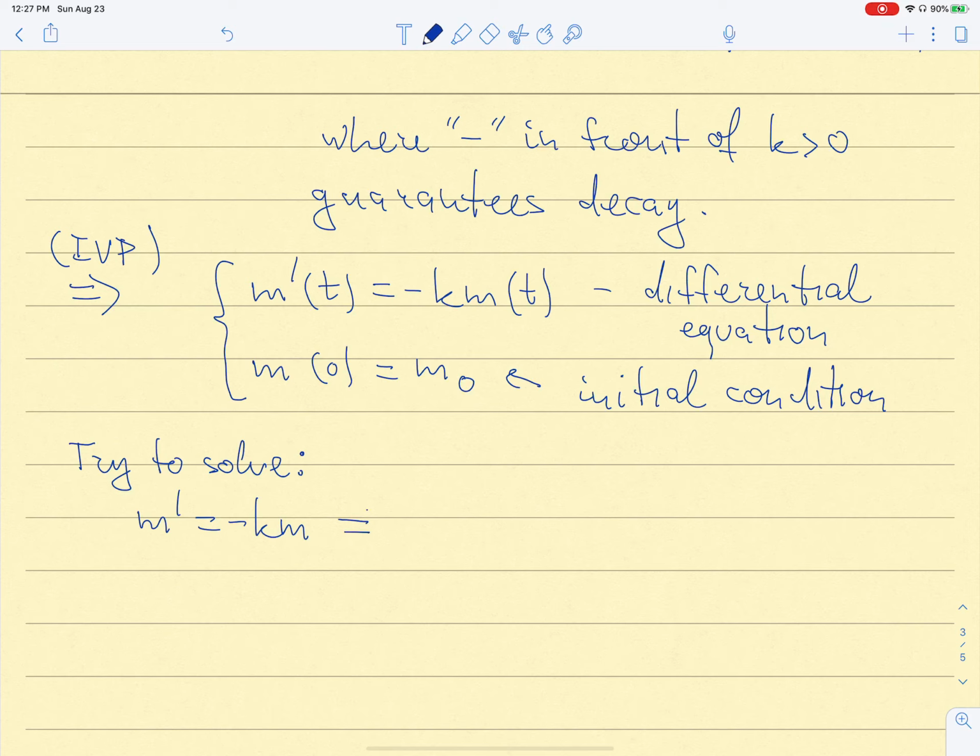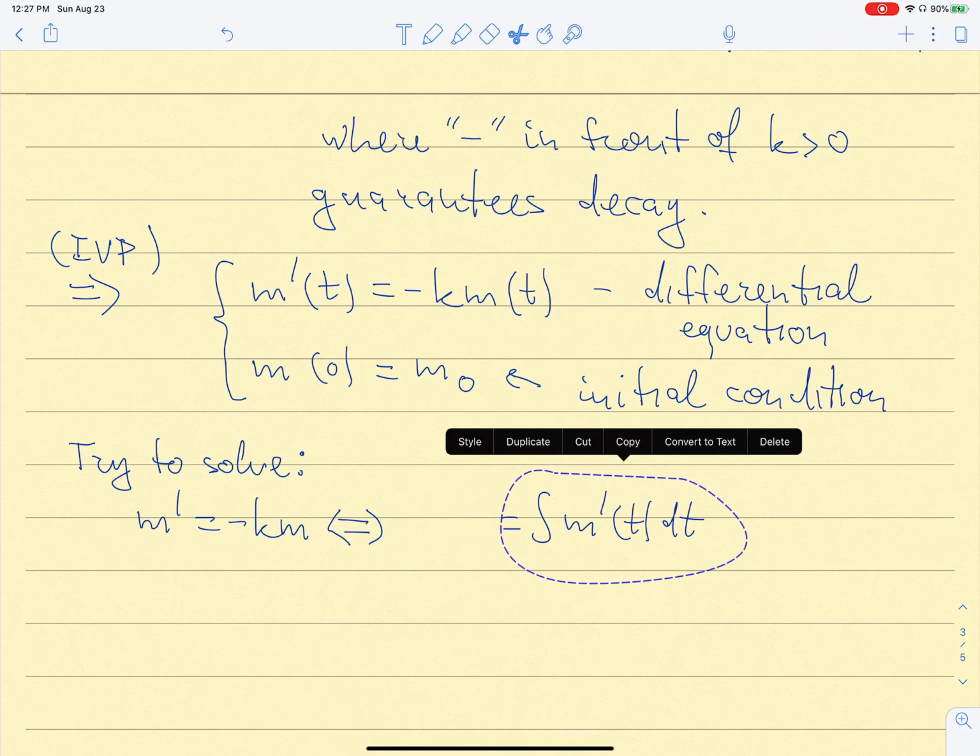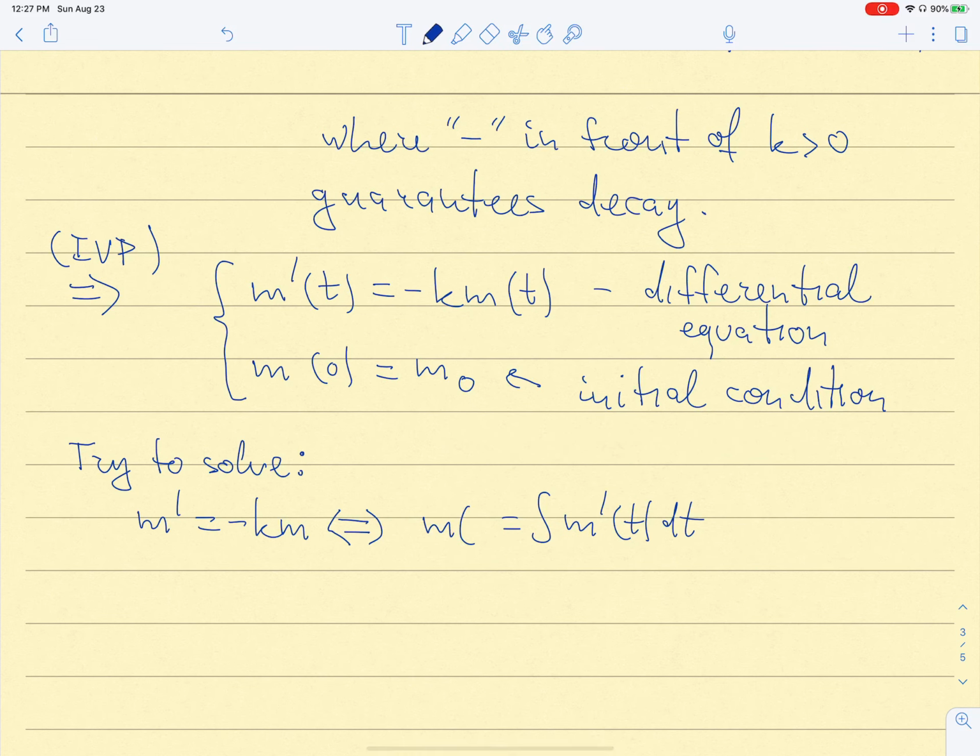So then if I just follow the same procedure as before, if I know the derivative, how would I find my function? I would need to integrate. So integrate both sides of this equation. The integral of m prime of t dt must be equal to m of t, right? Because the antiderivative of m prime is m. And the right-hand side of the equation is minus km, so this must be equal to minus k. I can pull out a constant. Integral of m of t dt.